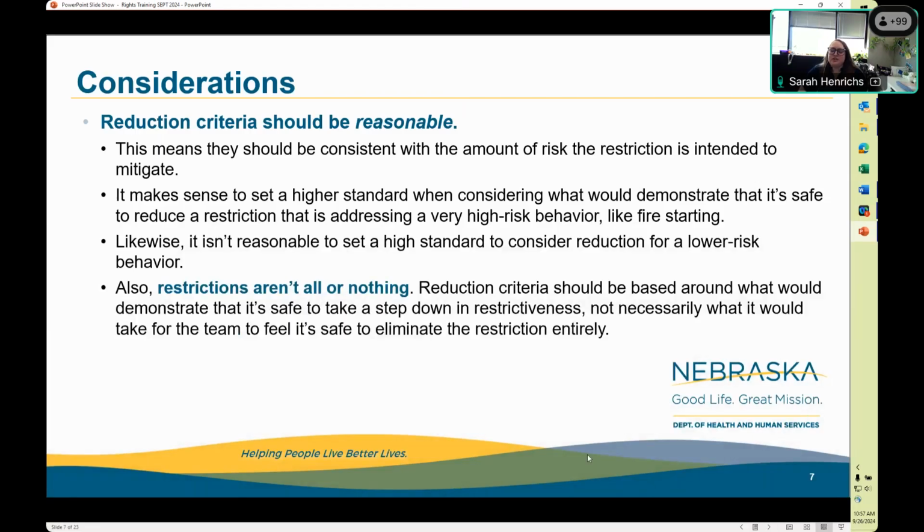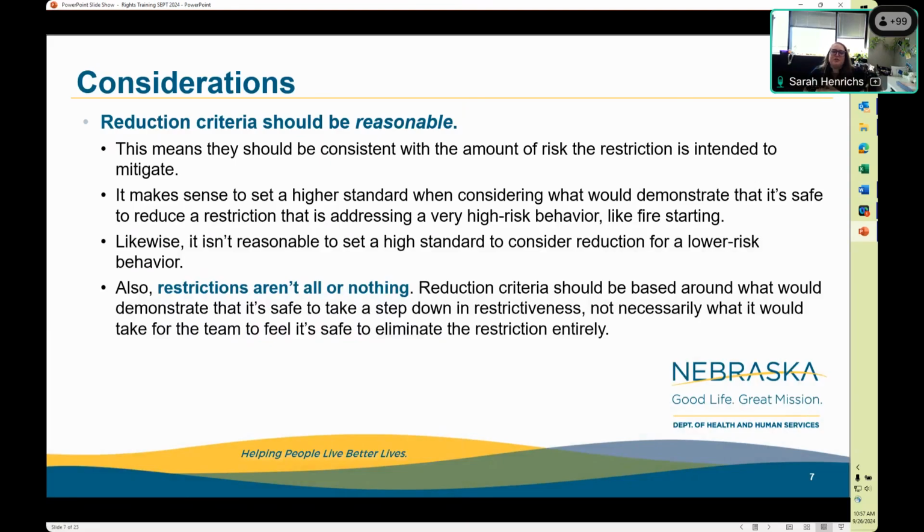So considerations. These are things that are not necessarily part of those bare minimum elements of what a compliant reduction plan looks like, but these are things to think about and to talk about with teams when you're creating reduction plans, to write really good and meaningful reduction plans, and how we would want them done for ourselves if we were in our participants' shoes.